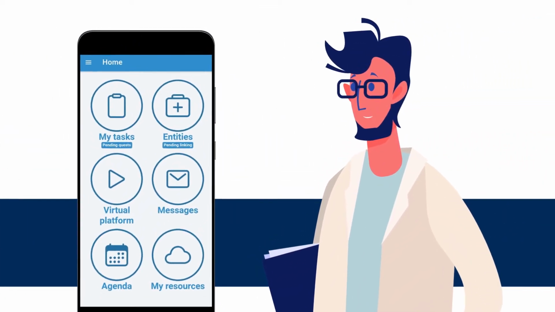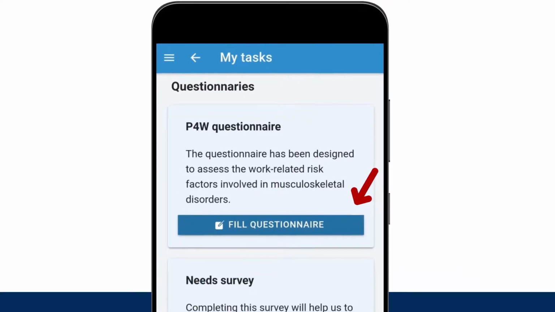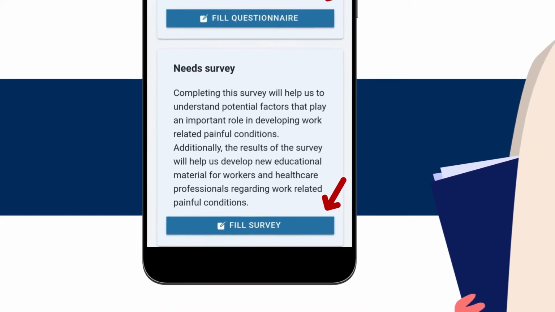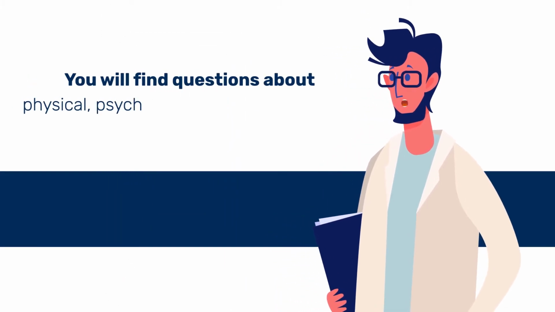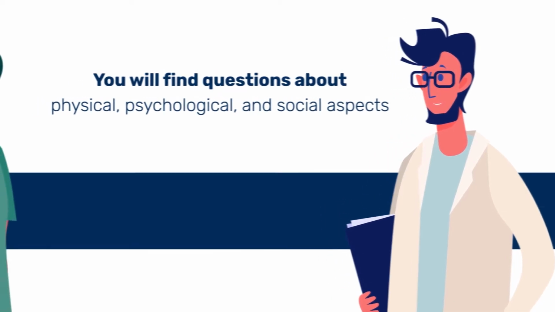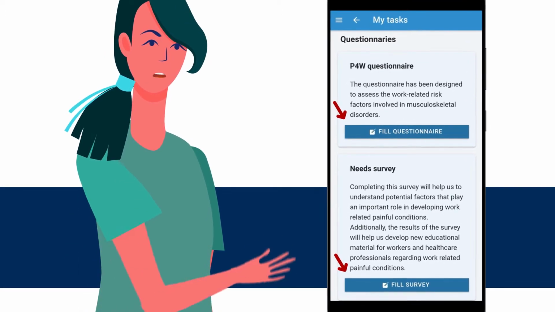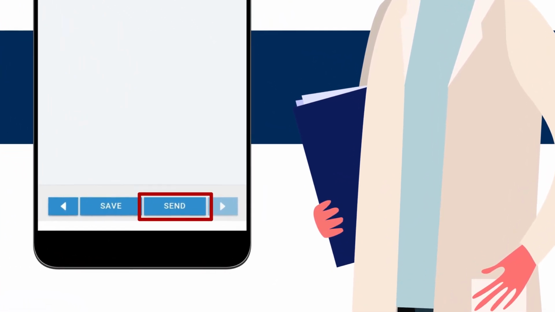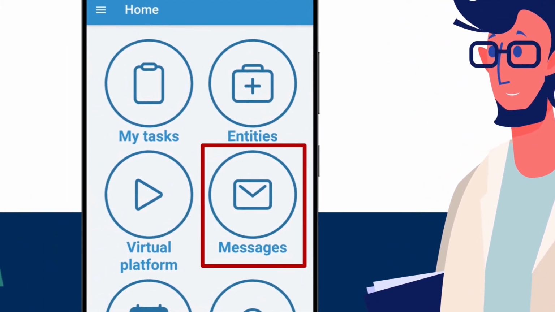Back to the main screen. The next step will be to access My Tasks. Here you can complete our survey and the Prevent4Work questionnaire, which will provide us with valuable information about work-related musculoskeletal pain. You will find questions about physical, psychological and social aspects. Moreover, it will allow us to explore possible knowledge gaps and help us to develop new courses and audiovisual material. Once finished, you only have to press Send. If you have any queries, you can consult the responsible institution in your country.